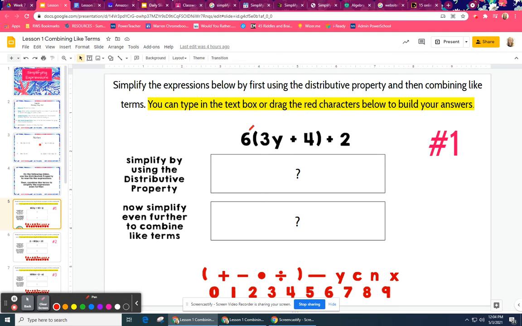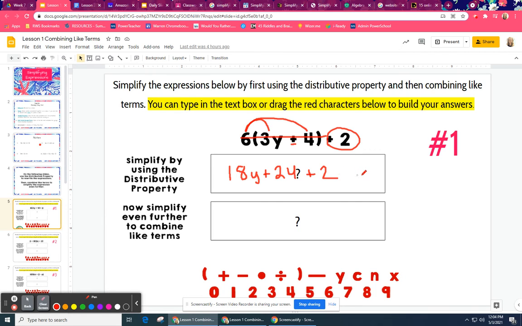Distributive property is whenever you see parentheses, and if there's a number right next to it, you multiply. So 6 times 3, we're going to distribute it, and then 6 times 4. 6 times 3y is 18y. You just multiply the two numbers and then keep the variable. Keep whatever sign is in the middle, and then do 6 times 4, which is 24. So we've distributed. We still have this, so just toss it back onto the end, and that's what you're going to do in the first text box.